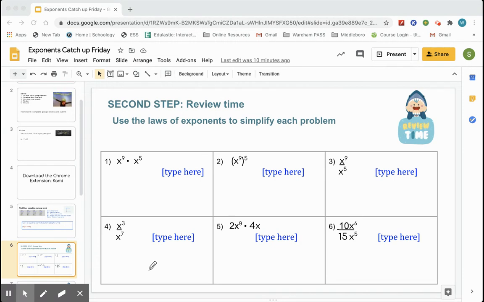On the next problem, we are multiplying with bases that are the same, and there are also some coefficients, and those are the numbers that are multiplying the variable. So I'm going to rearrange the order, and I'm going to take 2 times 4. And remember, we can do this because of the commutative property of multiplication. And then I have x to the 9th power times x.